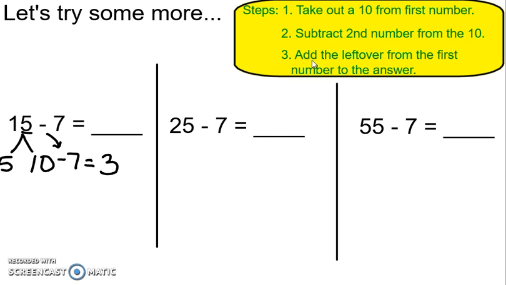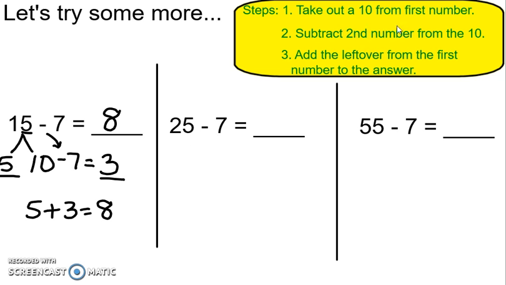And then number 3, our last step, is to add the leftover from the first number to the answer. So I'm going to take the 5 and the 3, and I'm going to add them. And 5 plus 3 is 8. 15 minus 7 is also 8. Let's do another problem. Here we have 25 minus 7.